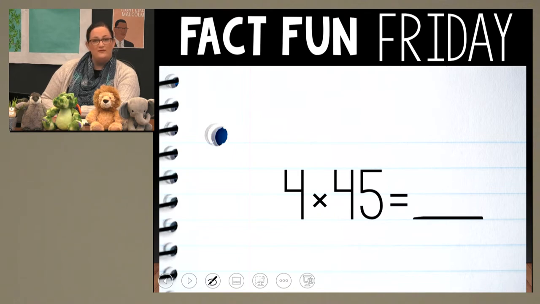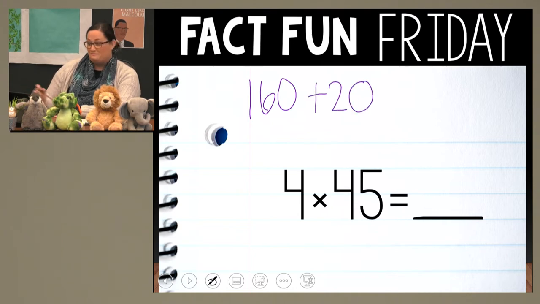4 times 45. What is it? Well, 4 times 40 is 160. 4 times 5 is 20. So what's 4 times 45? 180. See how it went?